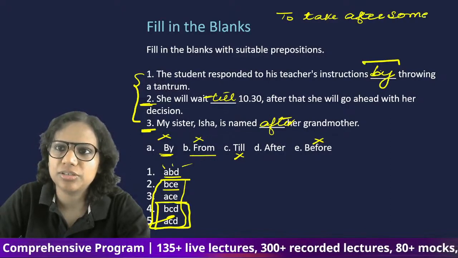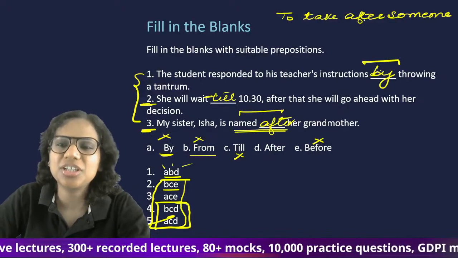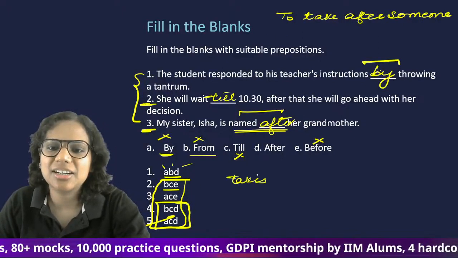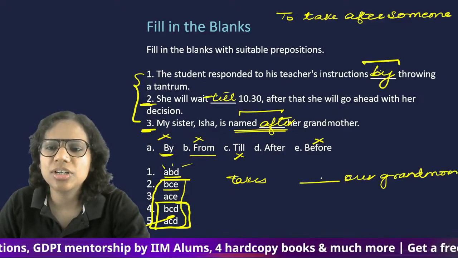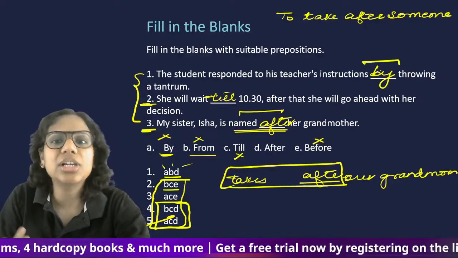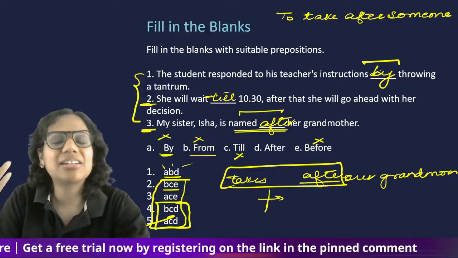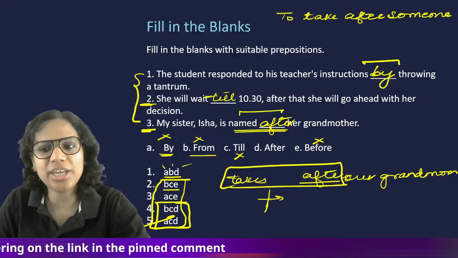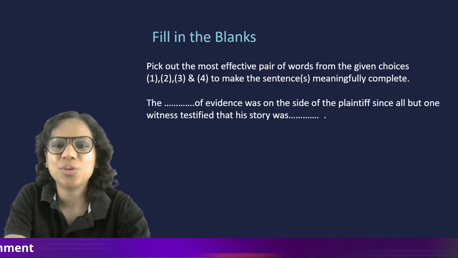To take after someone. I'm telling you this because it came to my mind as we studied this named after. So if let's say the sentence said, my sister Isha takes dash our grandmother, then also you would put after here. To take after someone means to look like them. Okay. To have either the physical appearance or the exact traits, attributes, attitudes that the other person had. That is to take after someone. Okay. So a phrasal verb for you here, which is sometimes asked as part of preposition questions.